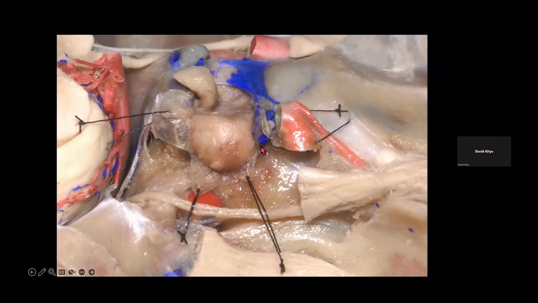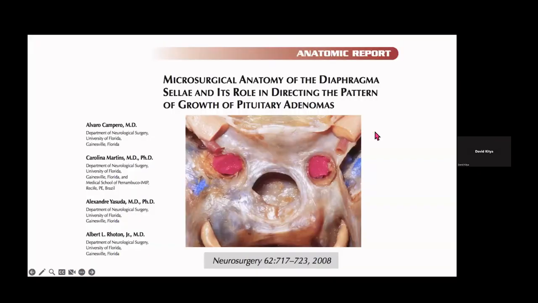pituitary gland. Another important thing is the anatomy of the diaphragma sellae. We published in 2008 this paper, thinking about the growth of the pituitary adenomas.